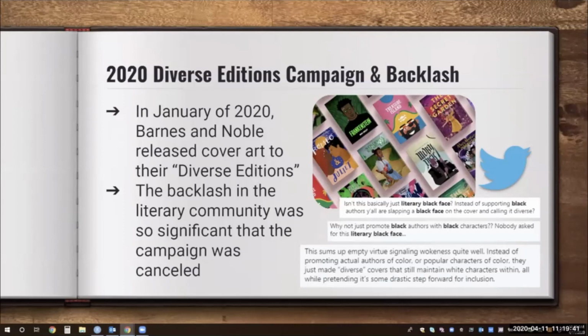This movement was picked up by news outlets such as National Public Radio. As a result of the social media backlash and negative press via online publications, Barnes & Noble decided to cancel its plans for the Diverse Editions campaign prior to the official release.